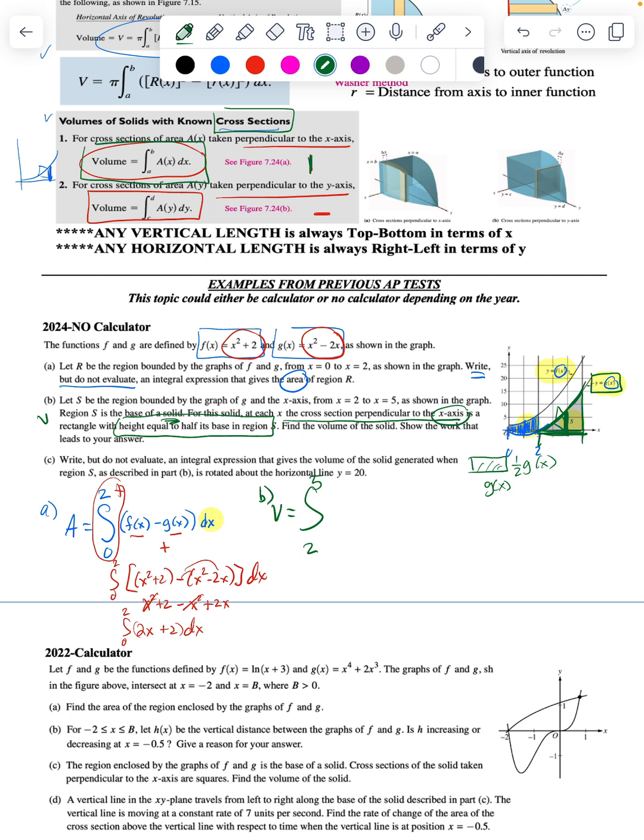So if I did 1/2 g(x) times g(x), I would have 1/2 times g(x), that whole thing squared, dx. And you could certainly put the 1/2 out in front. That would be okay too. Now this one says to find the actual volume and show your work.